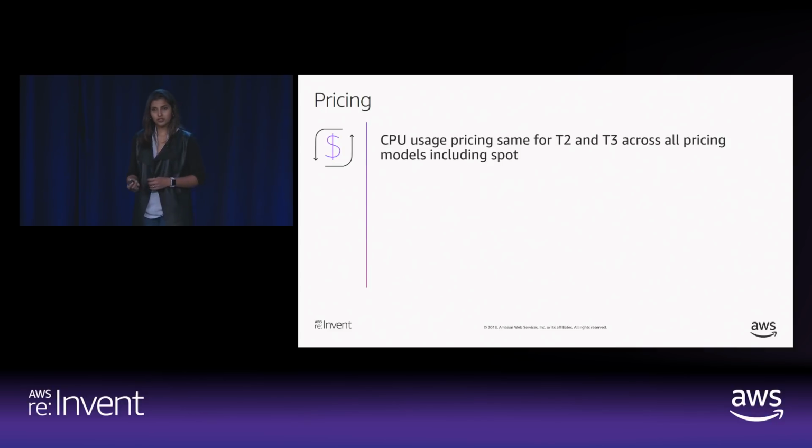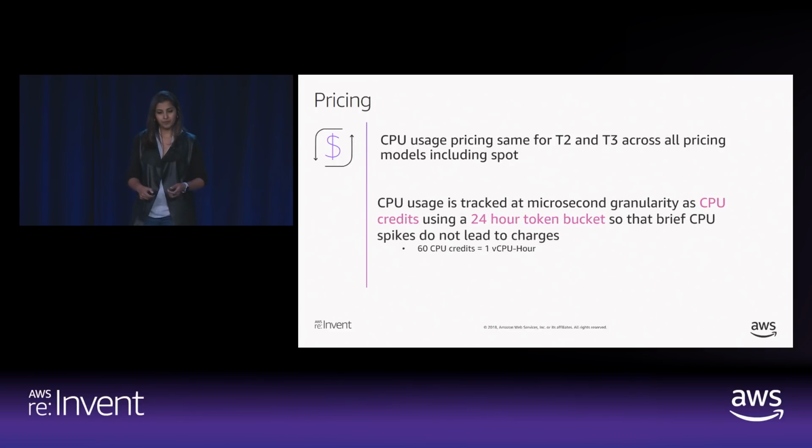So similar to T2, T3, and T3A, the CPU price is the same. We have tried to keep it the same so that it's easier for you to keep track of: 5 cents per vCPU hour. That's the only number you have to remember here. And it's the same across all pricing models.